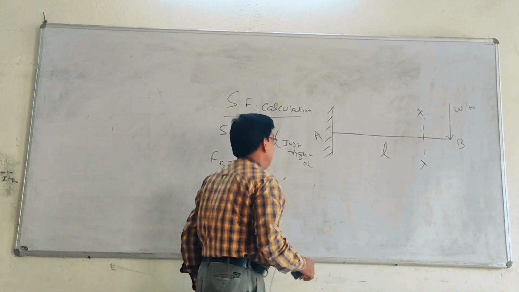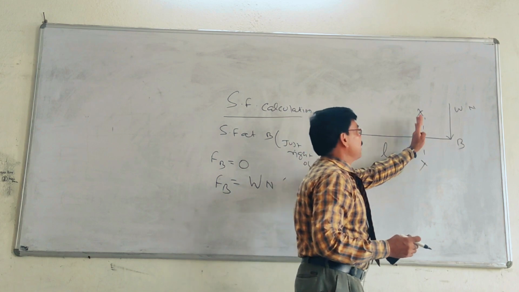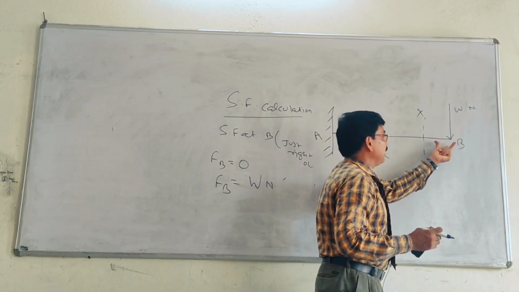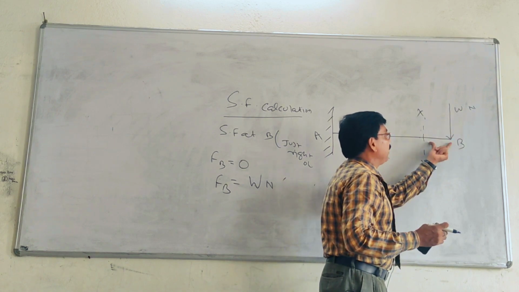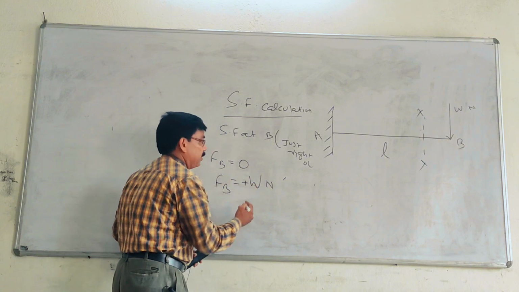So shear force, left of B, is W Newton. Left of B means our section is here. Right of the section, the beam will shear due to W and the beam will come down. Right of this section coming down means positive shear force. This value will be positive.